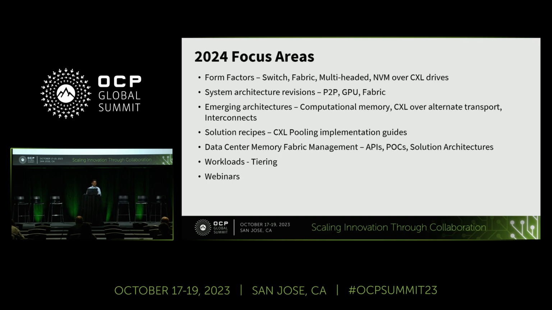And then data center fabric management, we are looking specifically at the missing APIs in the Redfish profiles and making sure that we work with DMTF to ensure that those are covered, and we do the POCs as well as solution architectures. Workloads we need to continue to focus on refining. This includes AI workloads and all the workloads that can benefit from memory expansion, and fabric manageability use cases. And we'll target a few webinars going into next year.